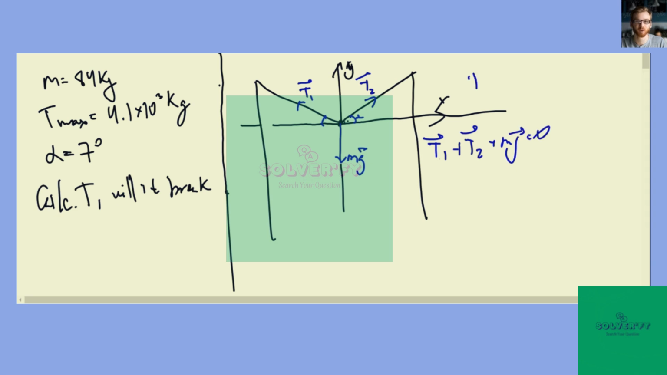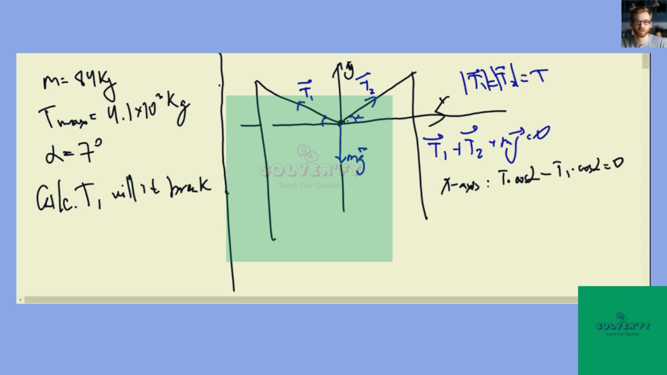And here we know that T1 equals these vectors, the absolute value of this vector is the same, which is T. Now let's project this equation on the x-axis. So on the x-axis, it looks as follows: T times cosine alpha minus T1 times cosine alpha equals 0.